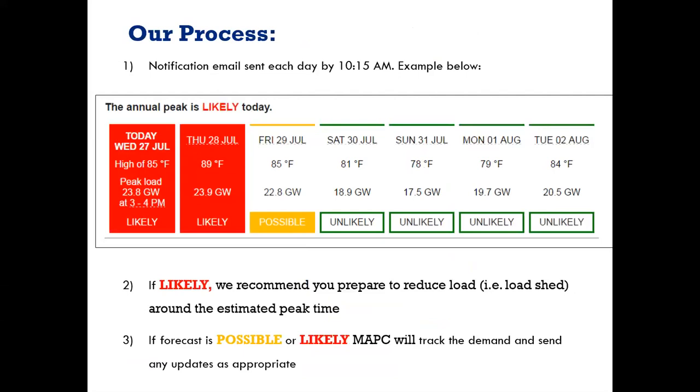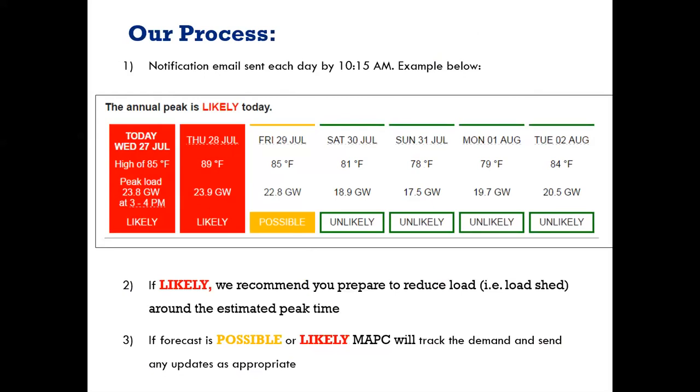MAPC has a daily email that goes out by 10:15 each morning, and it gives a 7-day look ahead for the risk that any one of those days could be the peak day. You can see an example here where it looks out 7 days. We have a stoplight approach: green is unlikely, you don't really have to do anything. Yellow is possible, where it's close to what we think the peak could be for the year. It's in a bit of a gray zone, because the numbers we're using are estimates from ISO New England, and so the actuals can have some variance.